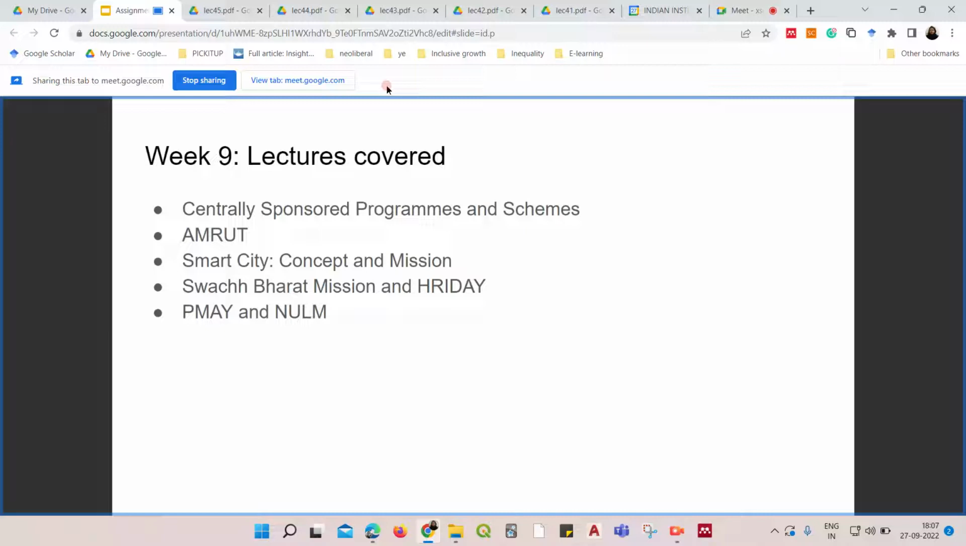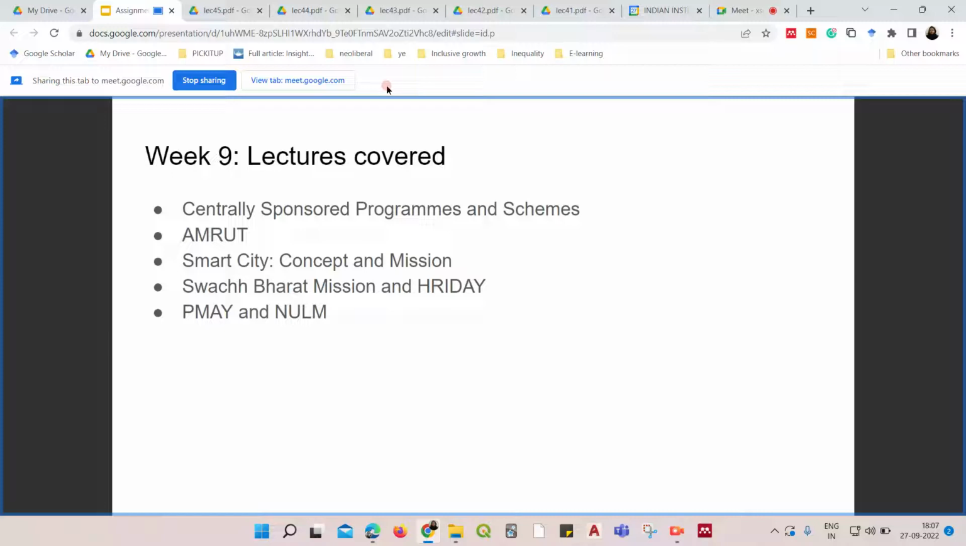of what centrally sponsored programs and schemes are, and how they are interrelated with the different levels of governance, how they are implemented, how the funding is done, and all of those things. And then you would have gotten a brief introduction of various ongoing programs and schemes which are there currently, what they are for, how they are funded, how they are introduced by the state and at the local level, all of that.